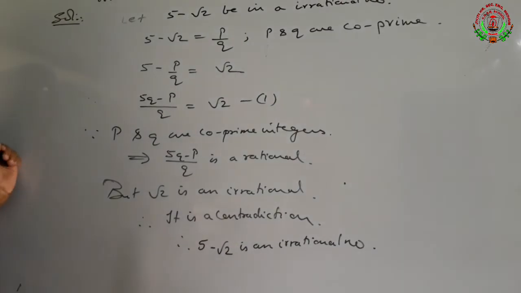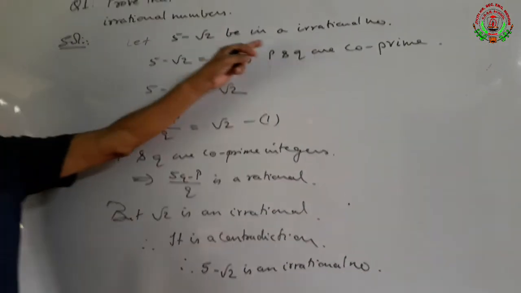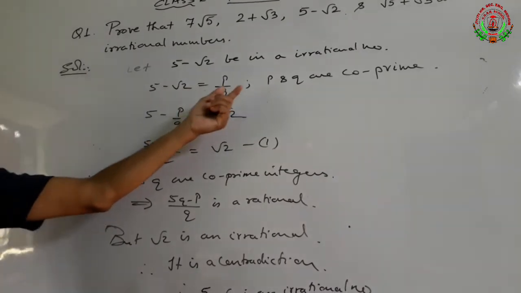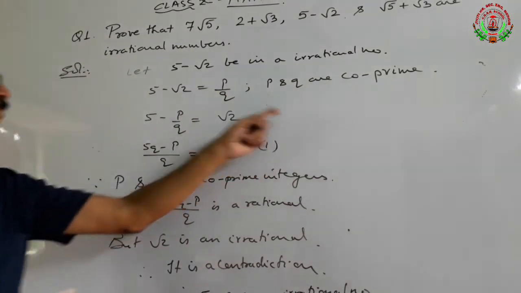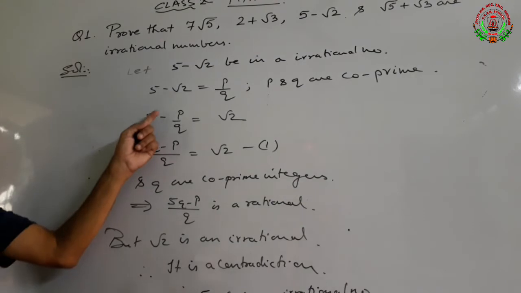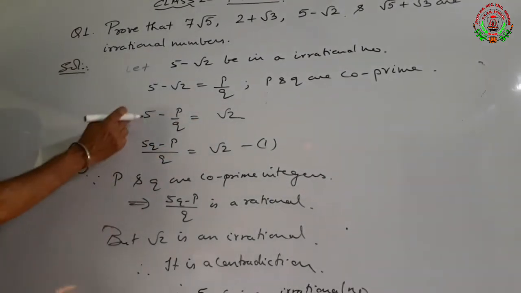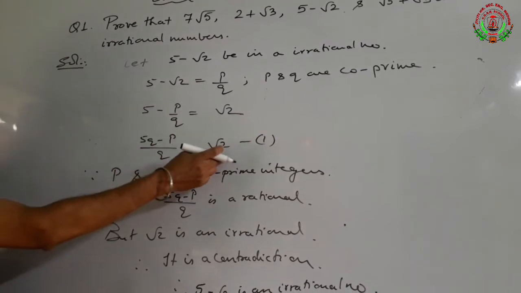Let us see once again. Let 5 minus root 2 be a rational number. 5 minus root 2 equals p by q, where p and q are co-prime. When we transpose, we get 5 minus p by q equals root 2. After taking LCM, 5q minus p upon q equals root 2.